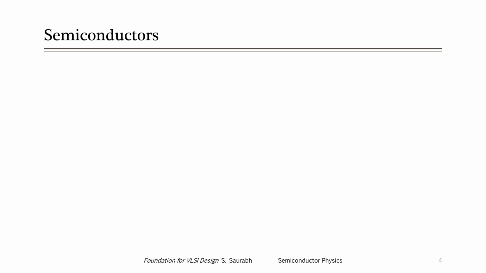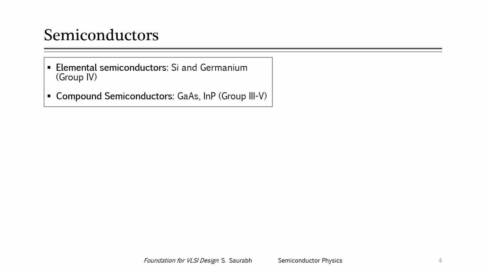So what are examples of semiconductors? The most common elemental semiconductors are silicon and germanium, right? Silicon is the most widely used in the semiconductor industry, right? And there are many compound semiconductors, meaning that these semiconductor materials are obtained by combining various elements. For example, gallium arsenide, indium phosphide. These are examples of what we call group 3-5 semiconductors.